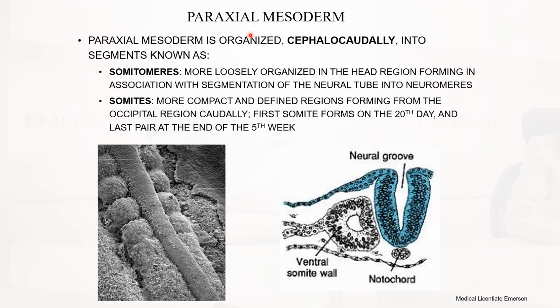So let's go to the paraxial mesoderm. Remember we talked about its derivatives. So we are now on the paraxial derivative of the mesoderm. The paraxial mesoderm is organized, specifically cephalocaudally, into segments known as the somitomeres and the somites. The somitomeres are more loosely organized in the head region, forming in association with the segmentation of the neural tube into neuromeres. Then the somites, which are more compact and defined regions, form from the occipital region caudally. The first somite forms on the 20th day, and the last pair at the end of the 5th week.